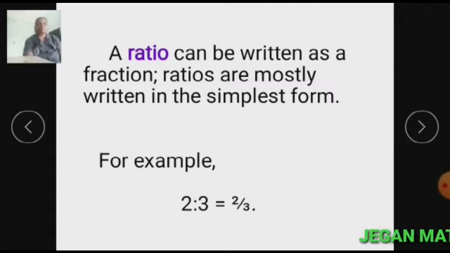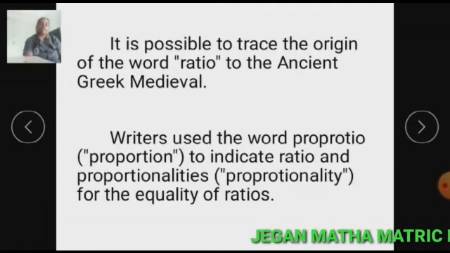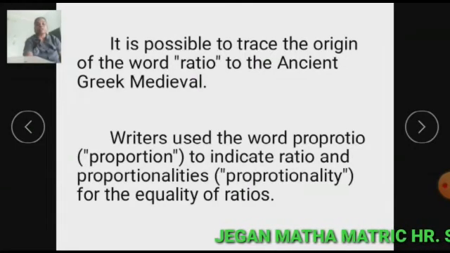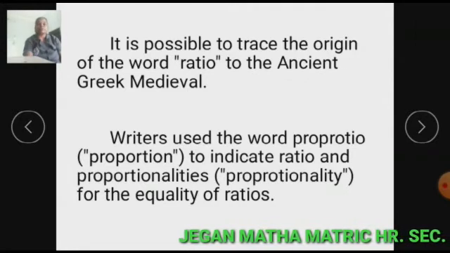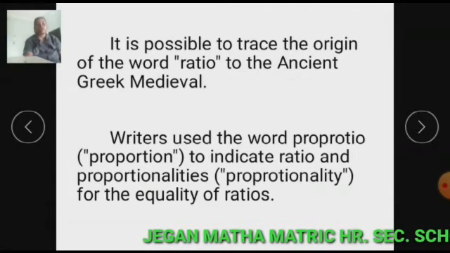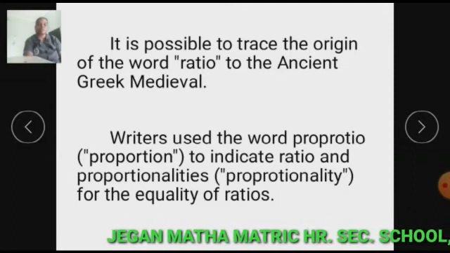For example, the ratio 2:3 is equal to 2 by 3. 2 by 3 is a fraction form. It is possible to trace the origin of the word ratio to the ancient Greek. Medieval writers used the word proportion to indicate ratio and proportionalities for the equality of ratios.